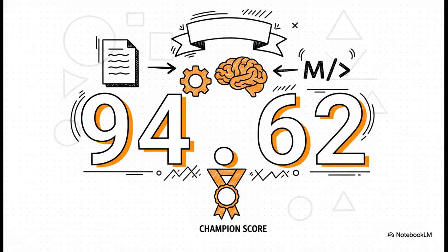It recently hit a staggering state-of-the-art score of 94.62 on the OmniDocBench version 1.5. Why should you care about that number? Because it means it's heavily beating out heavyweights like Paddle and DeepSeek when it comes to genuinely understanding complex document structures and reliably converting them into pristine Markdown.